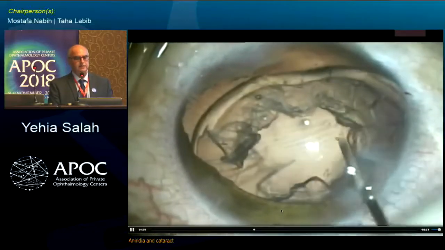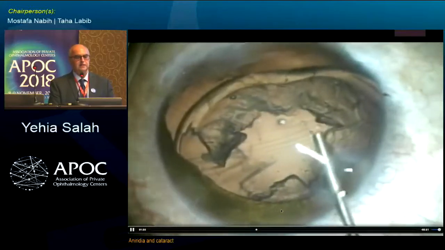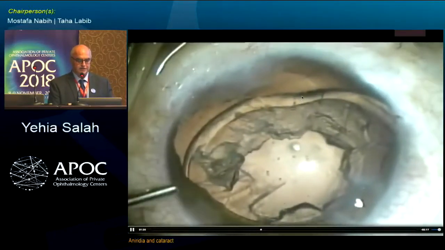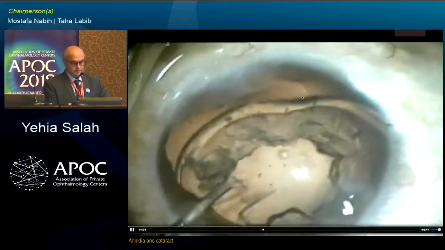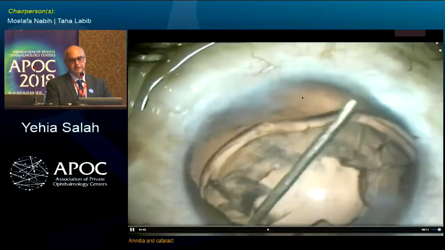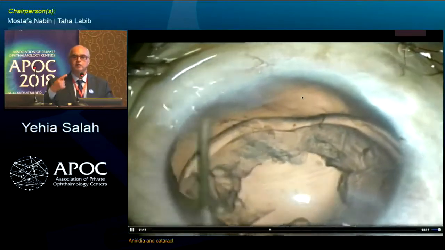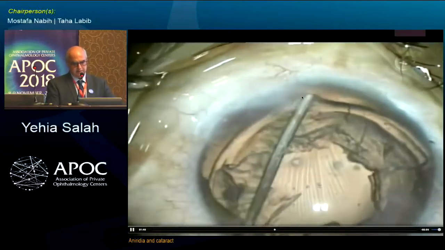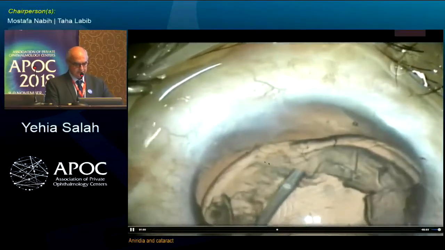This is inflating with viscoelastic, and here viscoelastic tamponading the area of zonular deficiency. Sweeping movement to check if there is any vitreous. You have all during the surgery to check there is no vitreous. Here I'm stretching the bag.